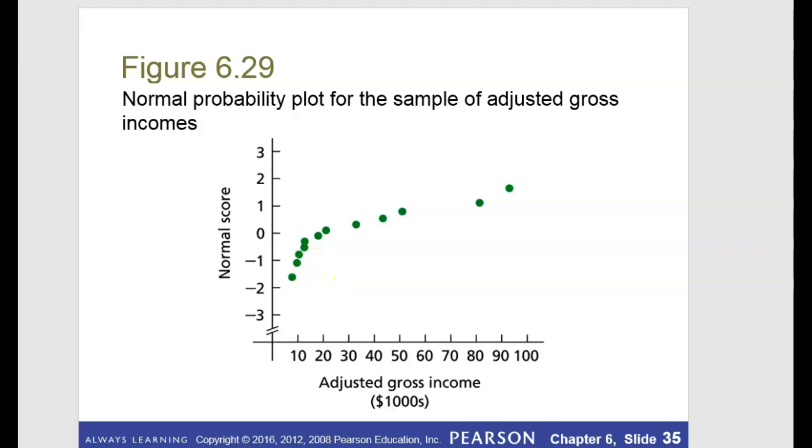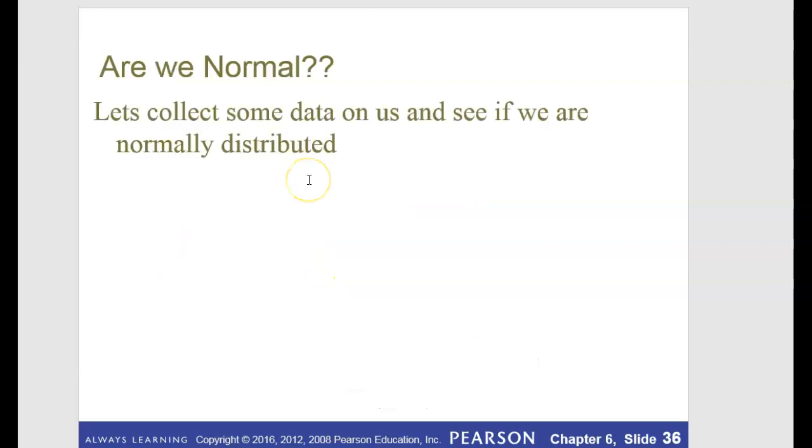But if we were in class, we would collect data on something. It might be our heights. It might be our weight. And let's say there are only 15 of us in class, we would check to see if we are normal in that variable. So we would check to see if our height is normally distributed or our weight is normally distributed. We could check our GPAs and see if that's normally distributed.